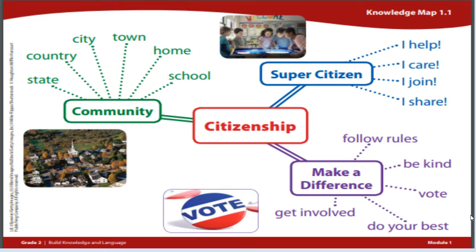So we have citizen, super citizen, some ways we can be a super citizen. We can say, I help, I care, I join, I share. Making a difference is a part of citizenship. You can make a difference when you follow rules, when you're kind, when you vote, right? So when your parents are voting in the elections that are coming up, when you do your best, when you get involved, you can make a difference.